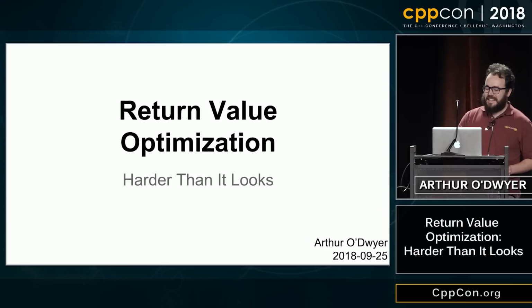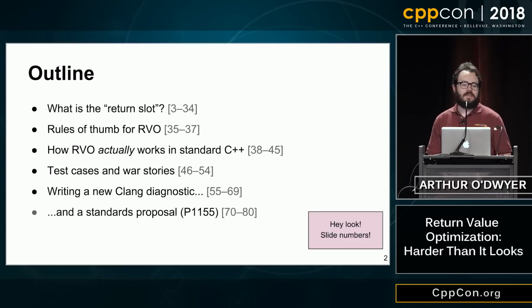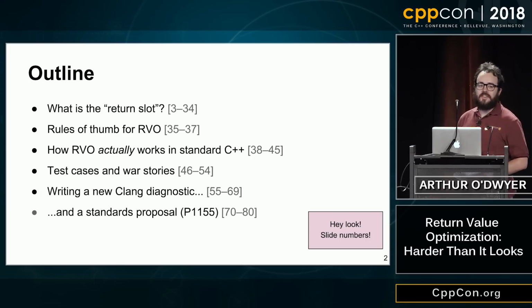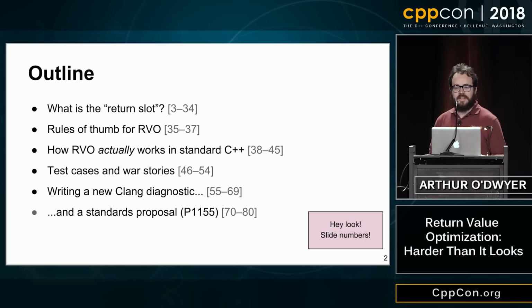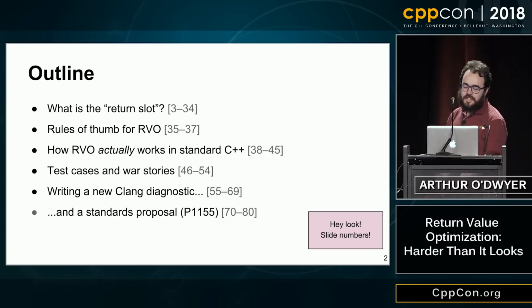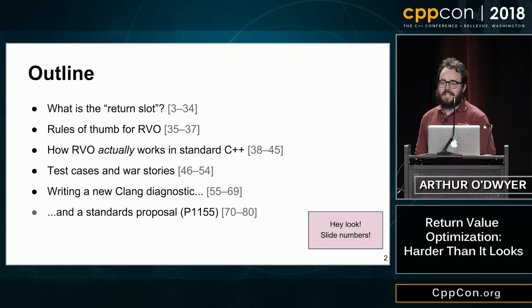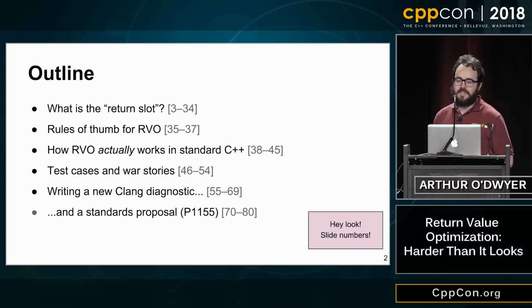Well, in this talk, I'm going to tell you a little bit about return value optimization, and I'm going to tell you also about a special form of it, which I call implicit move, which you get even when you don't get copy elision. We're going to talk about, first of all, what is the return slot and what does it mean to move into the return slot, copy into the return slot, or elide the move entirely. Talk about some rules of thumb, talk about the actual rules, and then look at some test cases and talk about the Clang diagnostic that I wrote as a result of this.